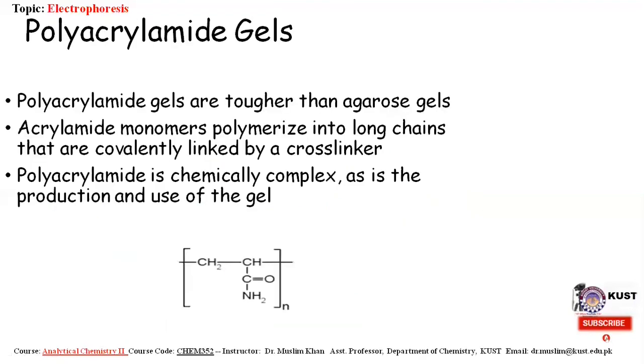This is the acrylamide unit in polyacrylamide. Now, this is basically a polymer. Polyacrylamide gels are tougher than agarose gels. Acrylamide monomers polymerize, n number of these units, into long chains that are covalently linked by a cross-linker. Polyacrylamide is chemically complex, as are the production and use of the gel.